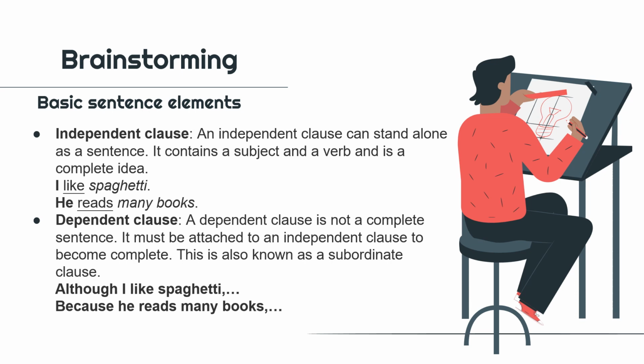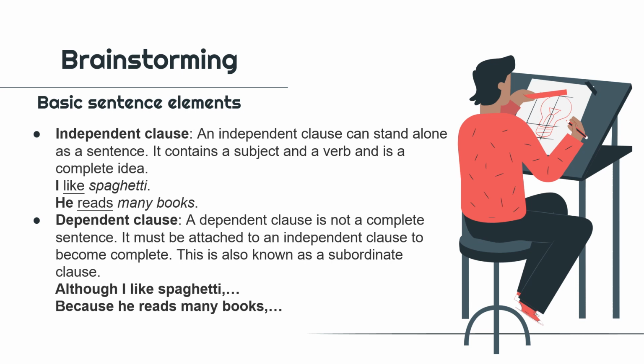Another is the dependent clause. A dependent clause is not a complete sentence. It must be attached to an independent clause to become complete. This is also known as a subordinate clause. For example, although I like spaghetti, or because he reads many books. Those sentences need an independent clause to make them complete.